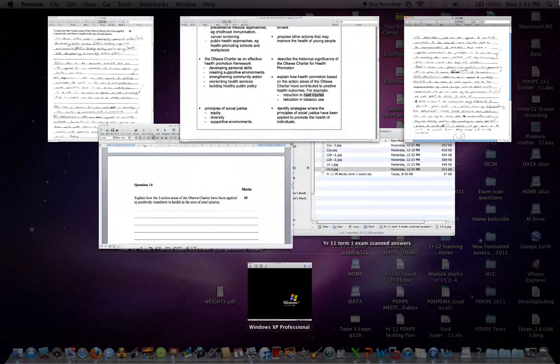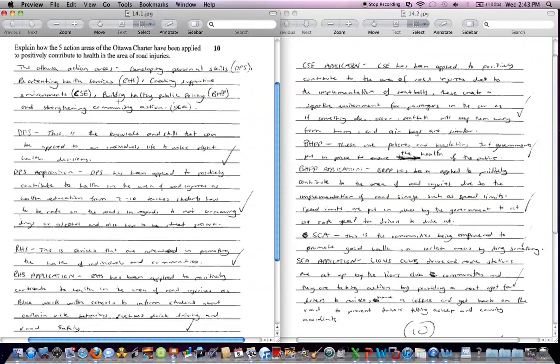We'll go and have a look at a couple of answers here now. This is the one answer, which is over 2 pages because it was worth 10 marks. So the question says, explain how the 5 action areas of the Ottawa Charter have been applied to positively contribute to health in the area of road injuries. So you need to talk about the Ottawa Charter. You need to include the 5 areas. You need to say what the action area of the Ottawa Charter is. So develop personal skills. What is develop personal skills? And then how has that been applied to contribute to the health in the area of road injuries? That's what it's asking you to do here.